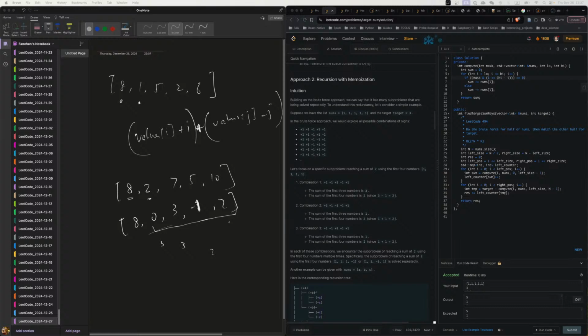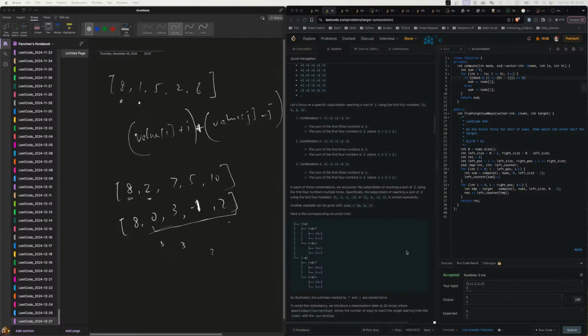Combination this, right? The sum of the first 2. First 3 is 3. The combination 2. Yeah. In each of these combinations, we encounter the subproblem for reaching a sum of 2 using the first 4 numbers. Isn't that similar to what you're doing here? Right? You are essentially doing the same thing.